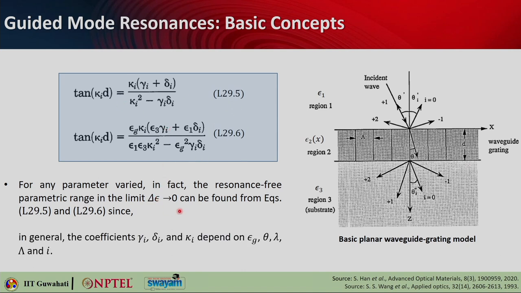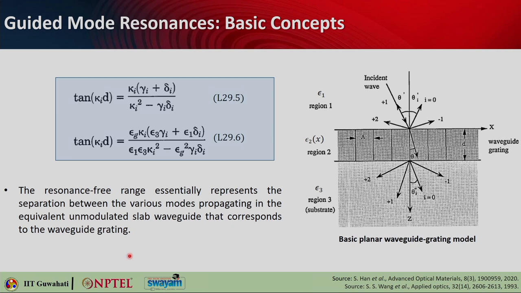Okay, and for any parameter varied, in fact the resonance free parametric range in the limit of epsilon tending to 0 can be found from these two equations. These are the eigenmode equations that tell you the modes which are allowed to propagate in this particular grating, and this you can find because all these coefficients gamma I, delta I and kappa I depend on epsilon, g, theta, lambda. This is the wavelength of light, this is the grating period, and this is the index.